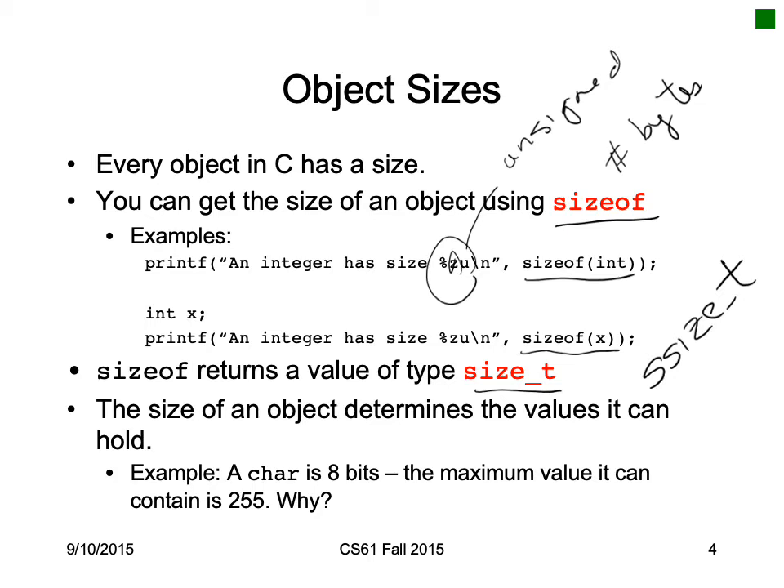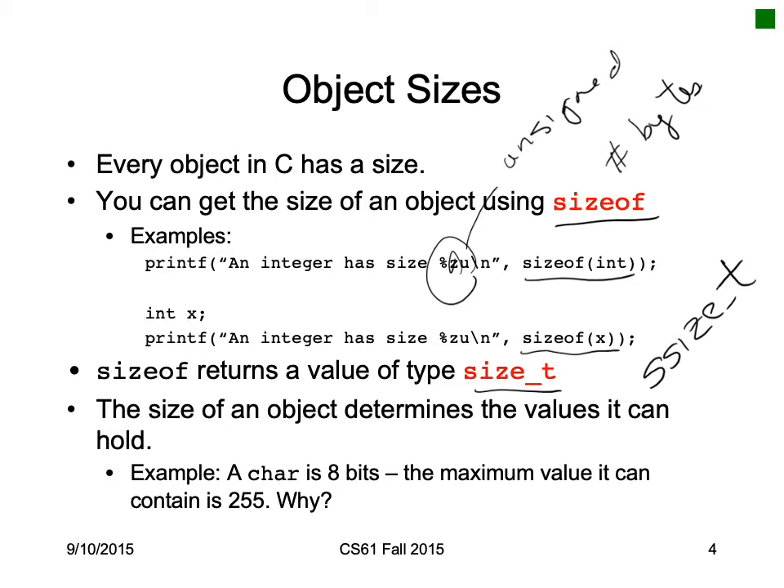So an integer with 4 bytes can store up to 2 to the 32 different values, or about 4 billion. But let's take a smaller object that we can wrap our heads around a little bit better. So a character is 8 bits, and so the maximum value it can contain is 255. And if you don't know why that's true, go back and look at the video on hexadecimal and binary.